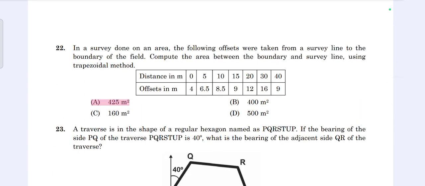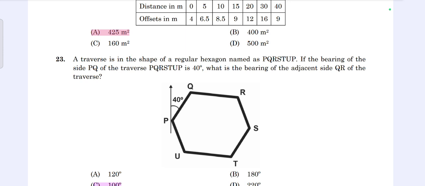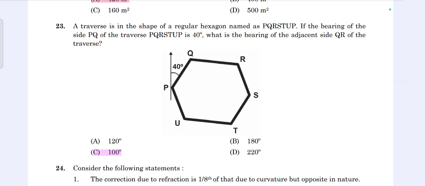In a survey done on an area, the following offsets were taken from a survey line to the boundary of the field. Compute the area between the boundary and survey line using trapezoidal method. Distance in meter, offset in meter are given. By the trapezoidal rule, the area comes to 425 meter square. A traverse is in the shape of regular hexagon named PQRSTUP. If the bearing of the side PQ of the traverse PQRSTUP is 40 degree, what is the bearing of the adjacent side QR of the traverse? 100 degree.